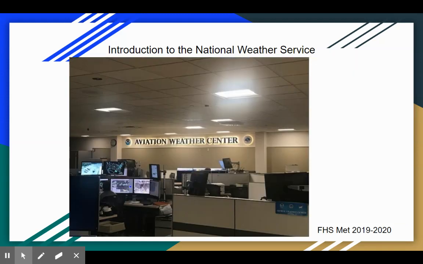So here's a picture of the Aviation Weather Center in Kansas City, Missouri. This aviation center actually works for the entire globe, working around the clock to, again, issue different things that pilots should look for as they're flying from one destination to another.